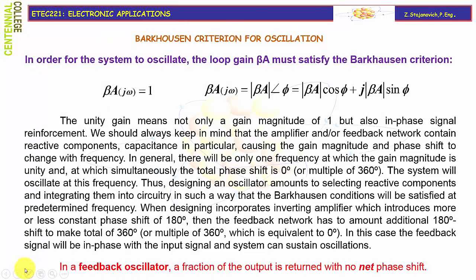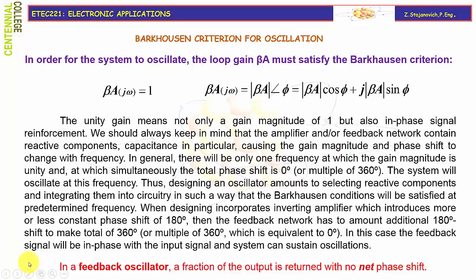We can now draw a general conclusion about the conditions for oscillation in a feedback oscillator. In order for a system to oscillate, the loop gain beta A must satisfy the Barkhausen criterion. The loop gain must be equal to 1. The unity gain means not only a gain magnitude of 1, but also in-phase signal reinforcement.